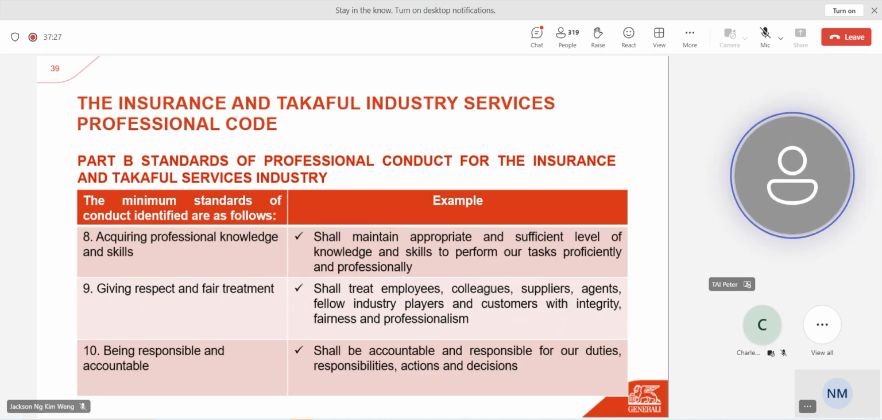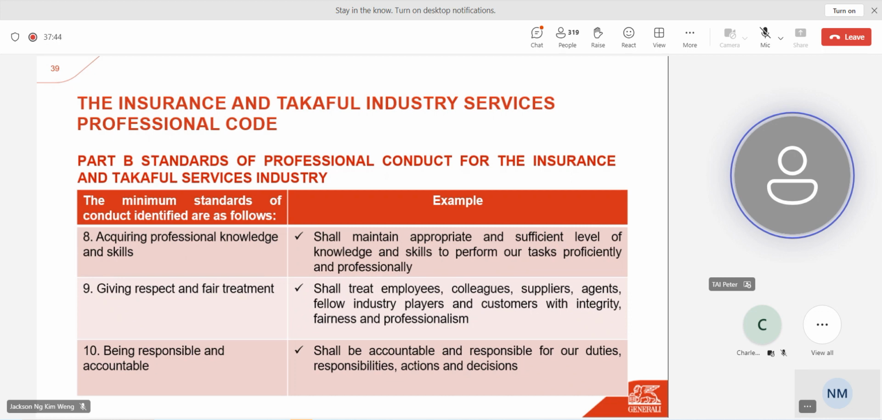I mentioned this. I'm going to mention it again. Try to get your AMI if you can. Your PCIEA is not good enough. That is just a very simple test to ensure that you can get a license. But if you want to be very professional, you should obtain this AMI qualification.